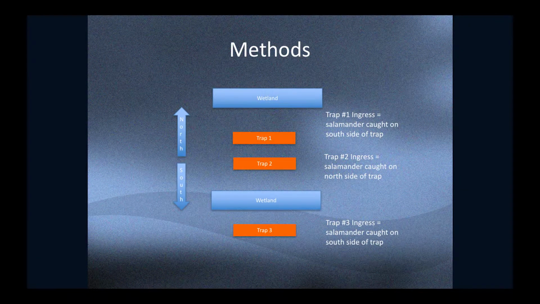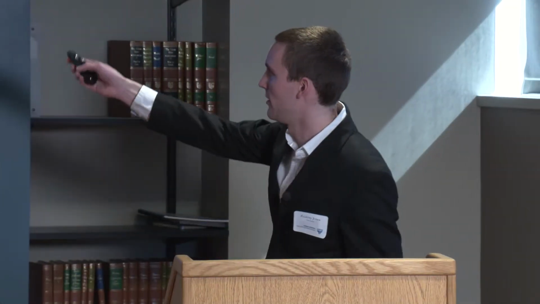So this is a schematic demonstrating an important assumption that I had to make in the research. So I had two wetlands, as I mentioned, one north and one south. They're about 300 or 400 meters apart. And so if a salamander is caught on the south side of trap 1, then I assume that the salamander is traveling north, so he would be immigrating into the wetland. And if it was caught on the north side of trap 1, then I assume that the salamander is emigrating from the wetland. So perhaps he's done breeding and is returning back to wherever he came from.